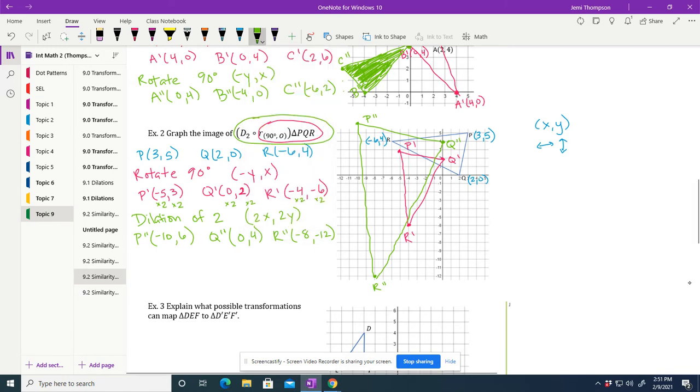Now, another way I might want to make this answer stand out is I might just make it bolder. I might just make it more thick. Like that.